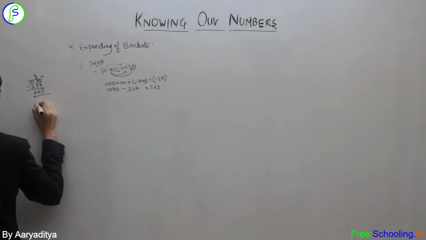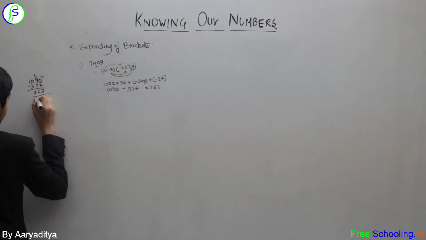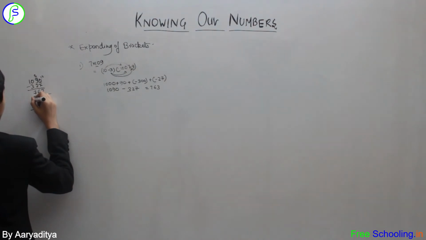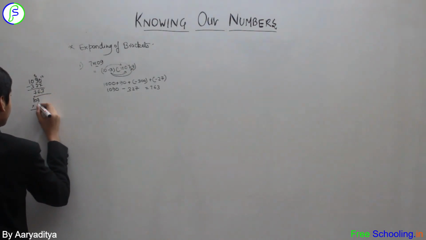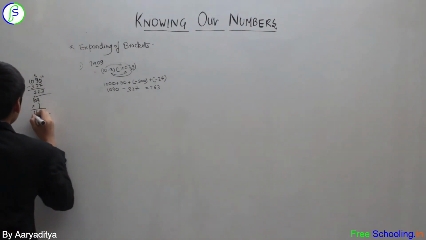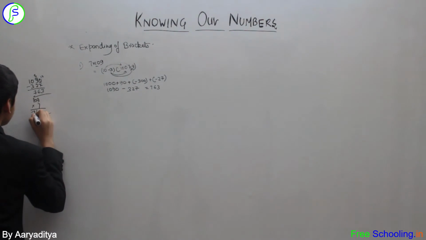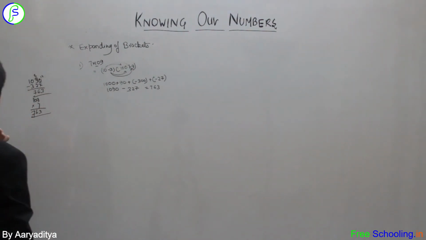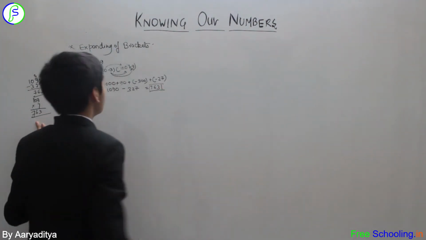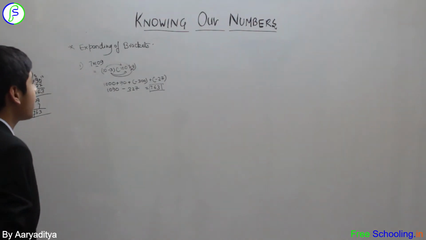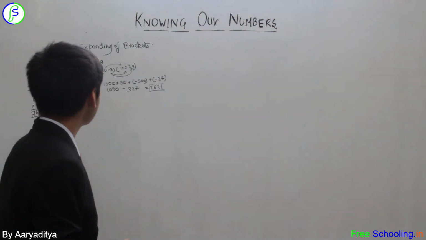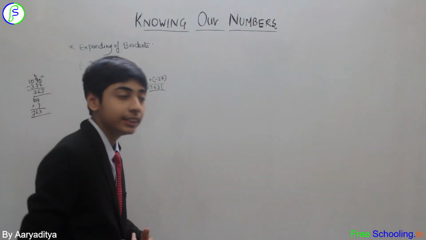Let's do it in a normal way. 9 sevens are 63, 6 carry on. Then 7 into 0, plus 6, and then 7 into 1, we get 7. This is the same value that we obtained by using the brackets. So this property is also known as distributive property, and it is very helpful if you are given some tough multiplication, so you can make it easy.